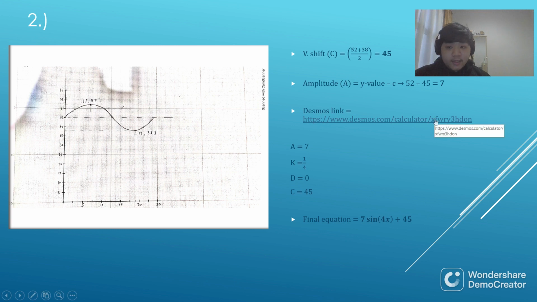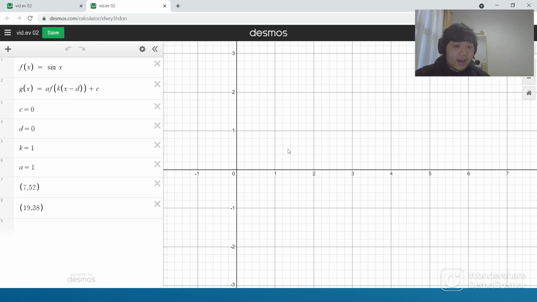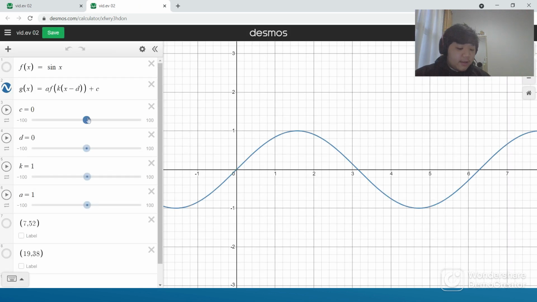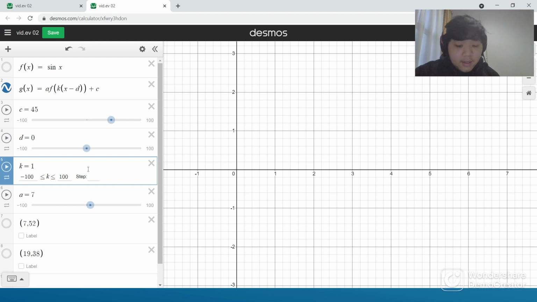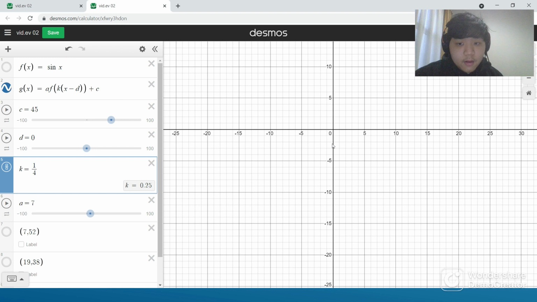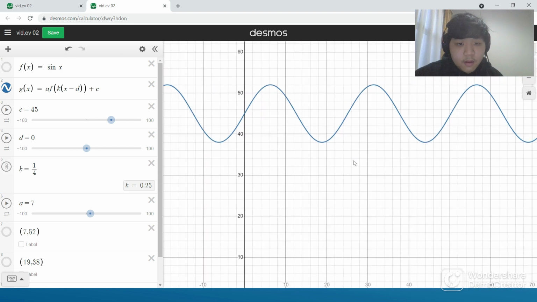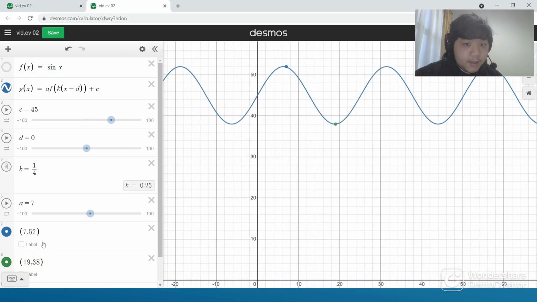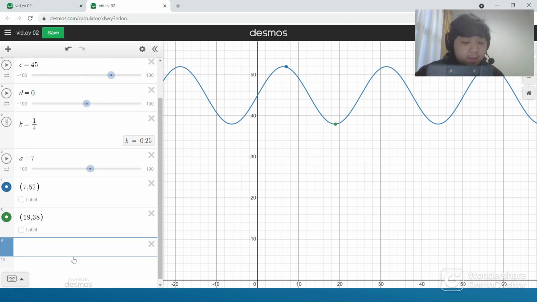Now, back to Desmos again. It also asks us where or how high the piston will be after 2000 milliseconds. We can simply put all our things in again. So simply arrange this. K is divided by 4. There. And these shall be the points. Now we can simply put another point, which is x equals 2000.